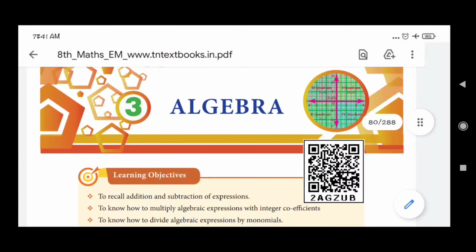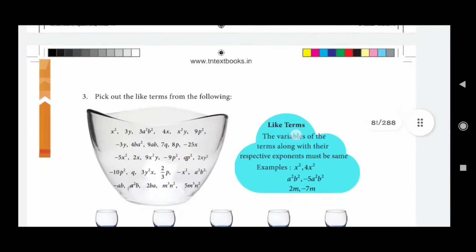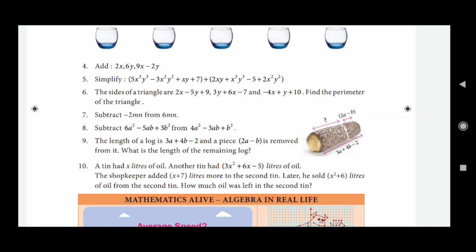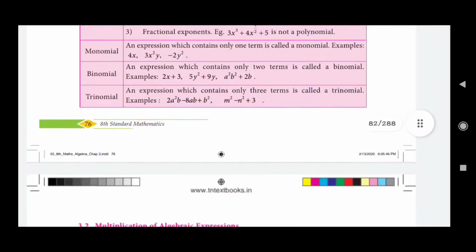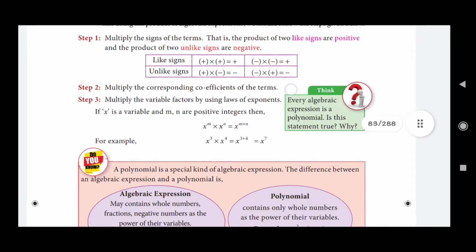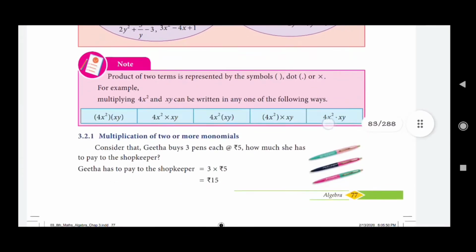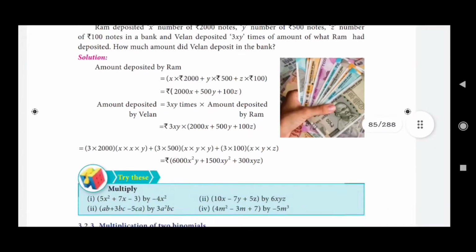So chapter 3, algebra. In algebra we have learned the identities and also how we can solve the sums. Variable and the constant. So if you see here, multiplication of algebraic expression. When we multiply, you should concentrate on our signs. Understand? When you add or subtract, according to these operations you need to do the sum. So practice nicely, take one rough note and do all the sums. It will be very useful for you.